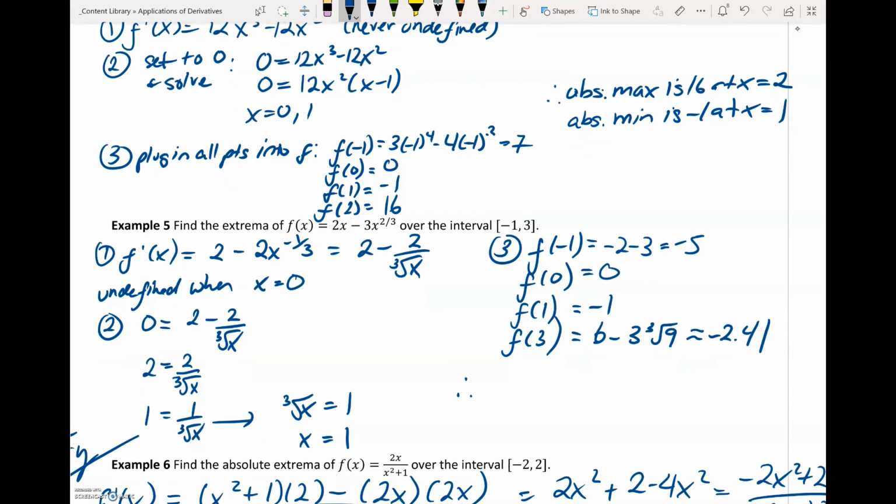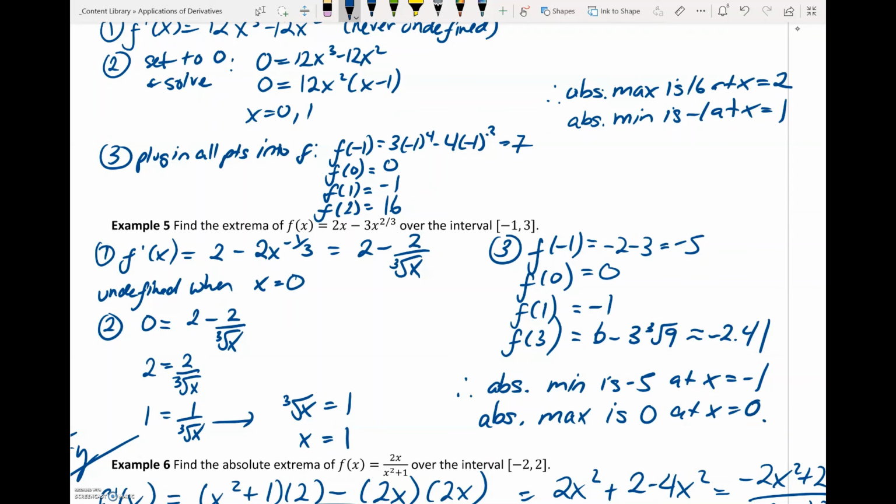So your absolute min in this case is going to be -5, and this occurs at x equals 1. And then your absolute max is going to be 0. That's your largest y value. And this occurs at x equals 0. And then that's it for that question.